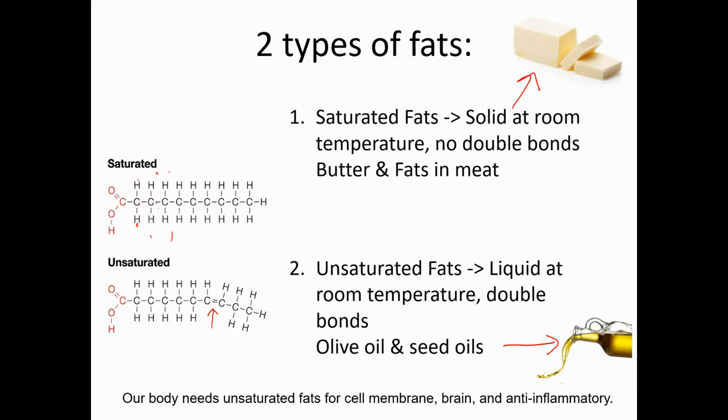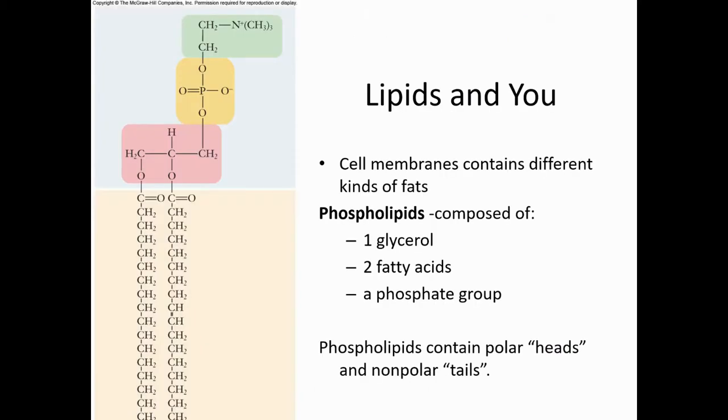The cool thing is they're liquid because you can't combine them that close to one another. So they become liquid at room temp versus the saturated, those can bond a lot closer together and they are solid. So all those are the types of fats that we have. Now, why does this matter?